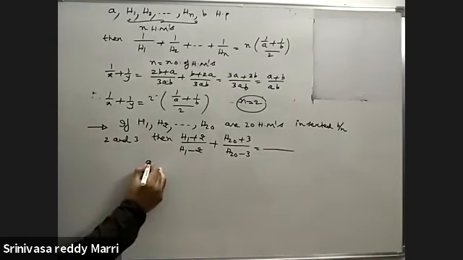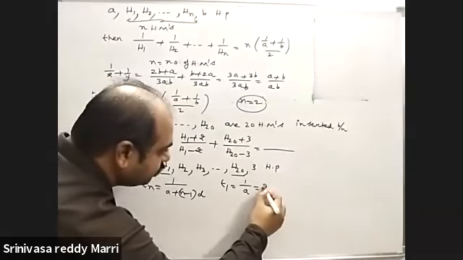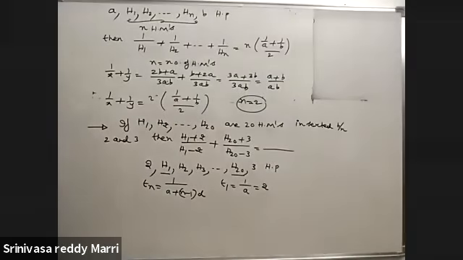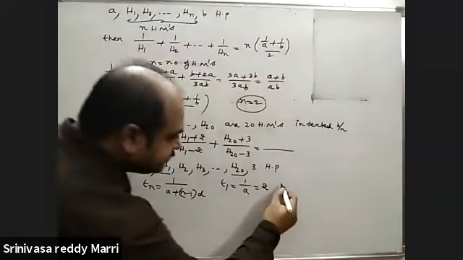What is the nth term? nth term, let us take a plus n minus 1 into d. Now T1 is nothing but 1 by a. This is given 2. You have to find a and d. So that means a is what? 1 by 2. Now look at last term.